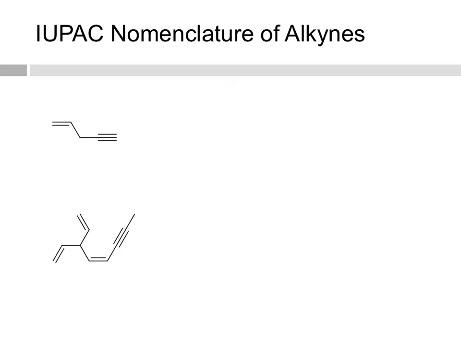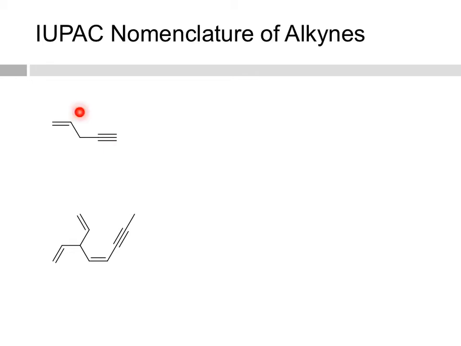Now let's practice naming these two compounds. In this case, the longest continuous carbon chain is 1, 2, 3, 4, 5 carbons. There are no substituents on this chain. The only two functional groups are an alkene and an alkyne. If we start numbering from here, the first site of unsaturation will get a number of 1. And likewise, if we start numbering from here, the first site of unsaturation also gets a number of 1.